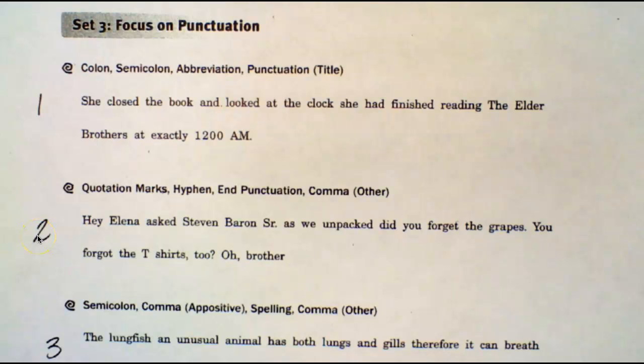Hey everyone, in this video I'm going to be correcting sentence 1 under set 3 on our sentence correction sheet. Our sentence says, "She closed the book and looked at the clock. She had finished reading The Elder Brothers at exactly 12 a.m." In this sentence we're going to add a colon. We're also going to add a semicolon. We'll fix our abbreviation, and we need to punctuate a title.